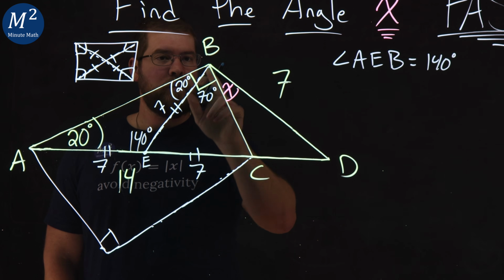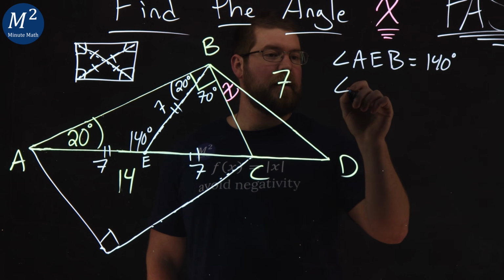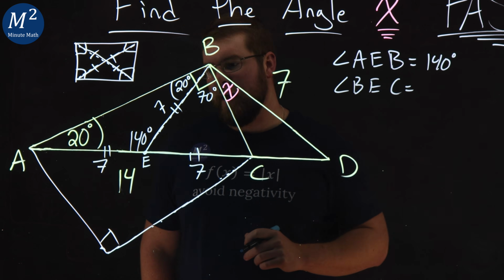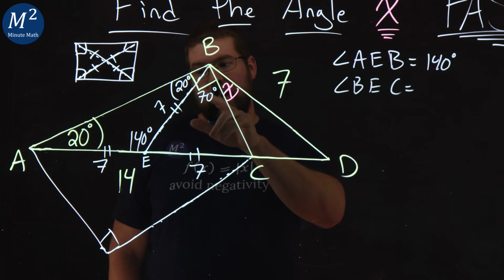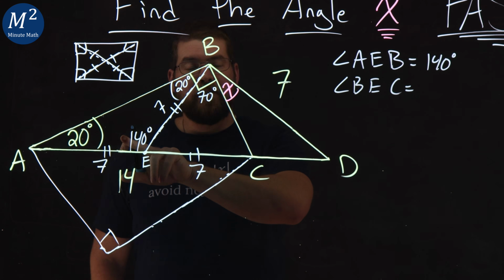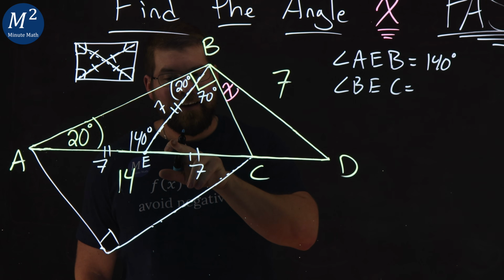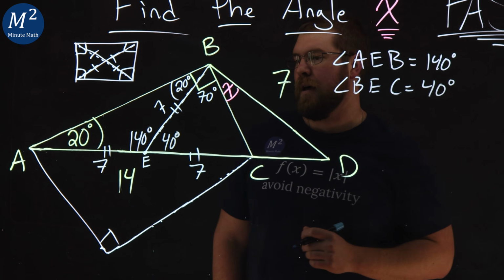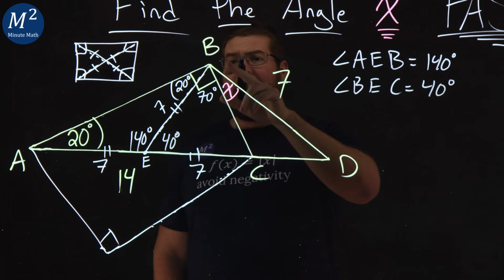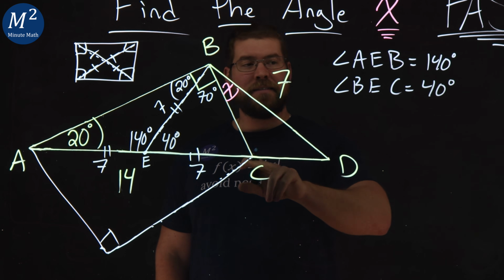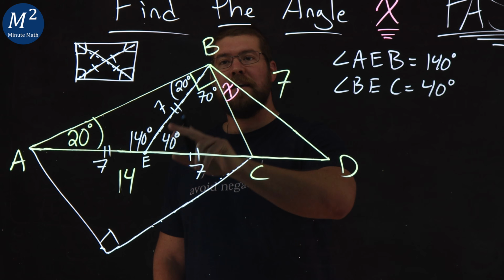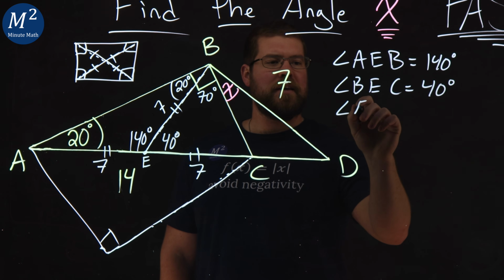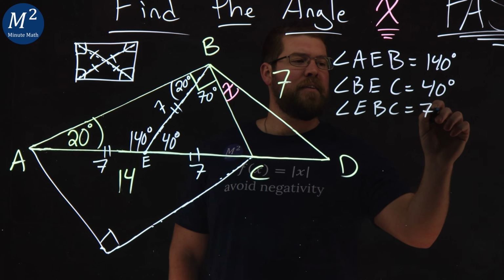Well, then with that information, we can find what angle BEC is. Remember that has to add up to be 180 across that line. Well, if this is 140, 180 minus 140 gives us a good old 40 degrees here. Keeping on, we have BEC equal to 40. We know EBC is equal to 70. I guess I should put that here. Angle EBC equals 70 degrees.